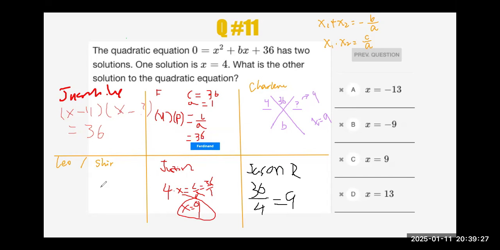Okay. So I did x1 times x2 equals c over a, and since c is 36 and one of the x's is 4, so I just did 36 divided by 4, which is 9. Yeah, excellent. Very good job. Nice. And this is very straightforward. Okay, nicely done. Very concise work.